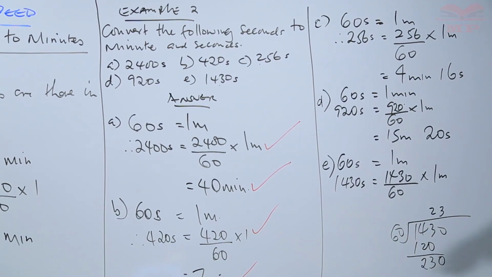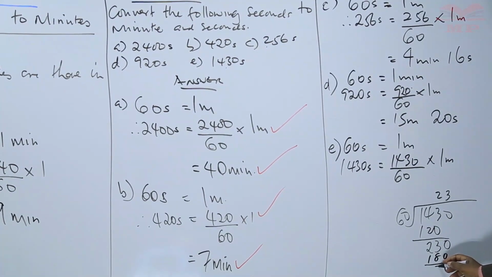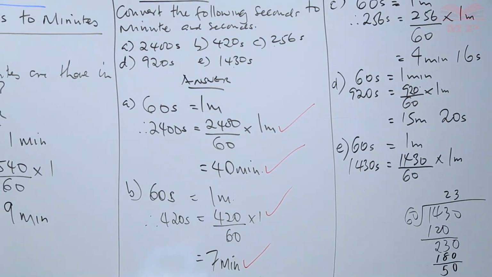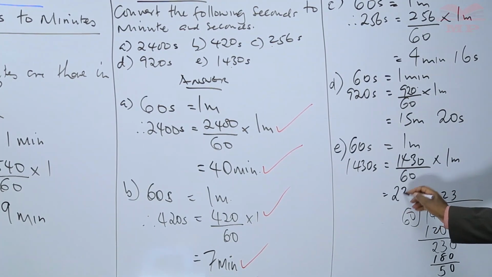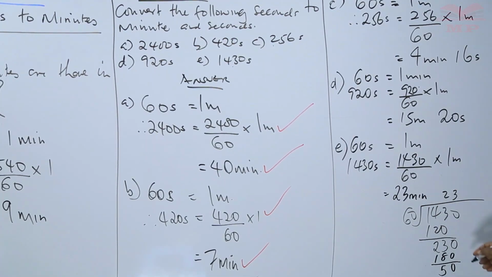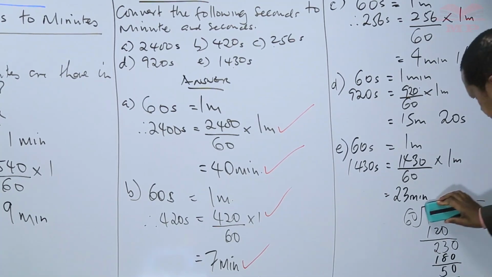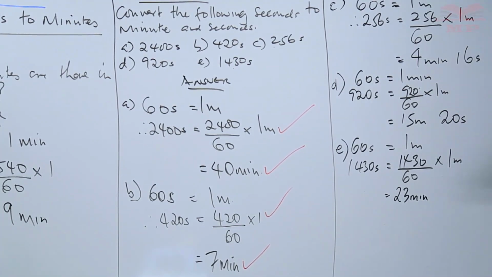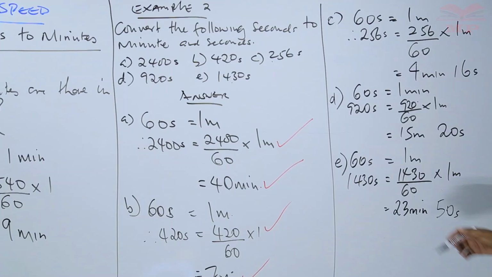we have 180. Then we minus: 230 minus 180 will give me 50. That is 50. So the answer here is 23 minutes and 50 seconds. 23 minutes and 50 seconds.